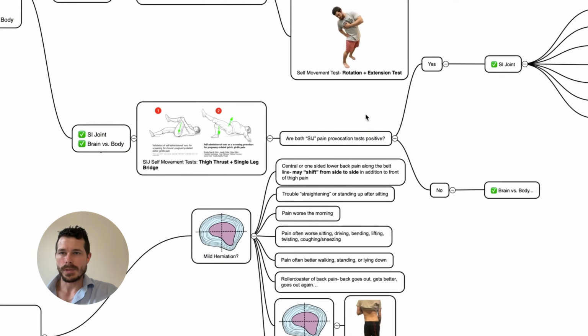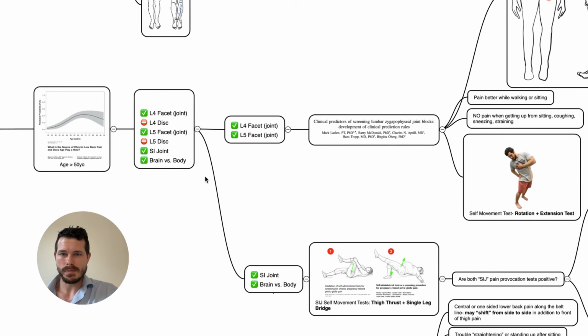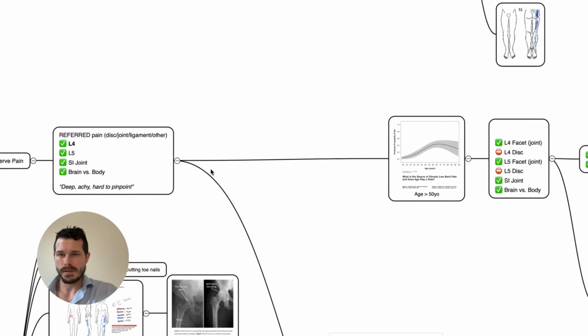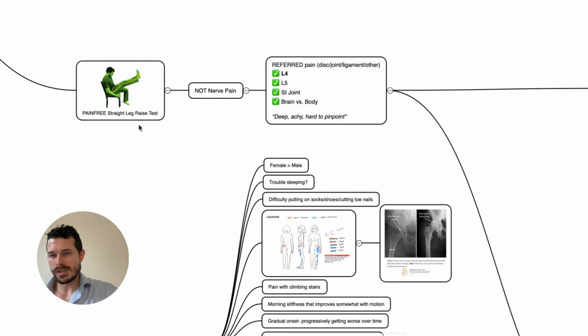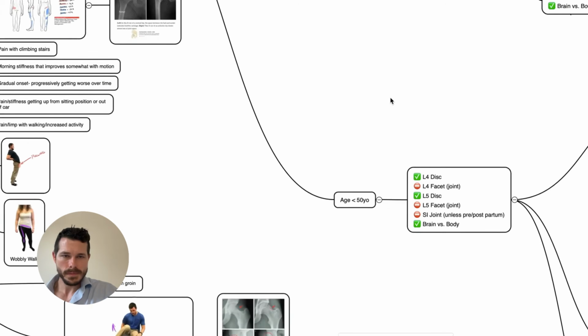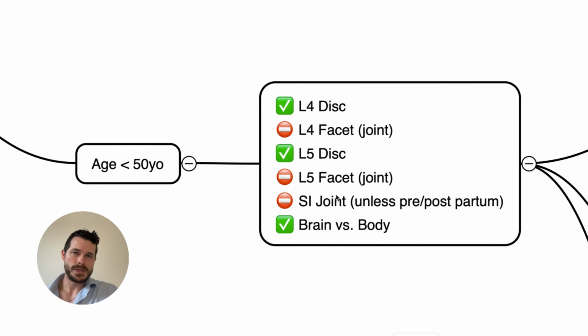Cool. So let's go back. Facet joint problems, age greater than 50. What about if you're less than 50? All right, so you have a pain-free straight leg raise test. It's not nerve pain. We talked about joint. We talked about some SI joint ligaments, some things like that. But now you're younger. Well, the younger you are, the higher the probability becomes more soft tissue related.